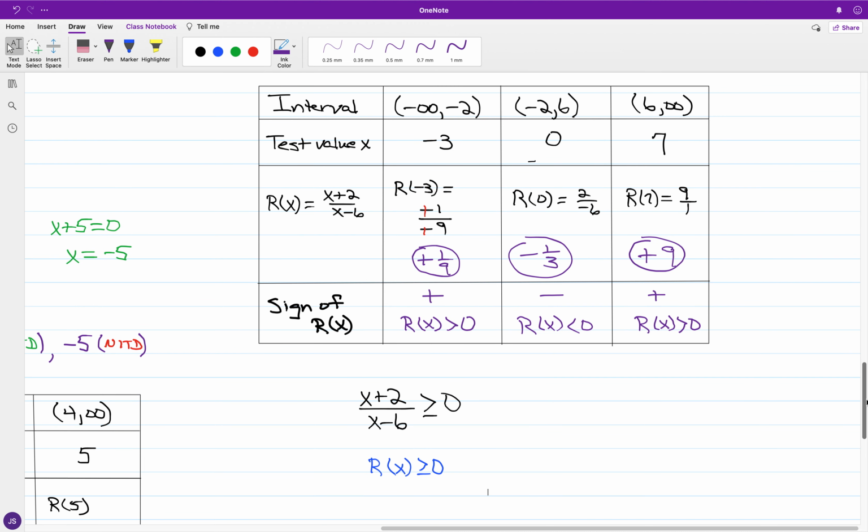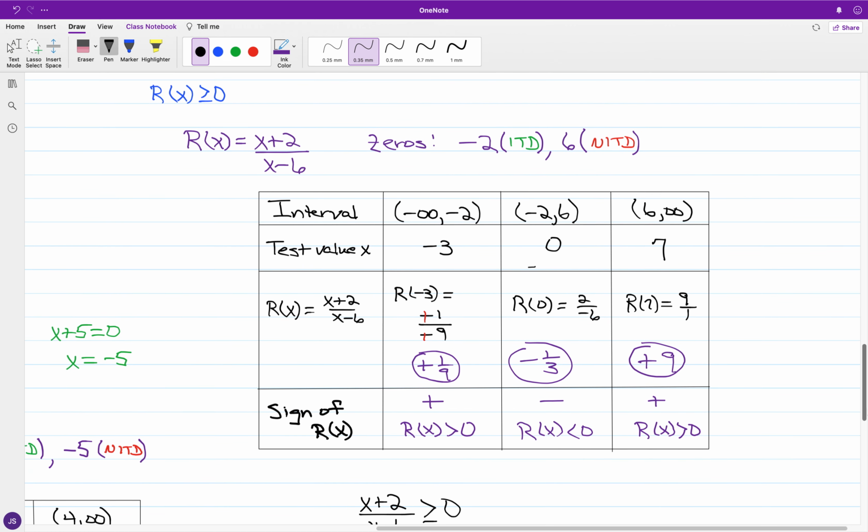And so referencing the limits from r of x is greater than 0. Okay, so you have between negative infinity and negative 2, as well as those values greater than 6. And again, infinities are boundless, so we use parentheses.